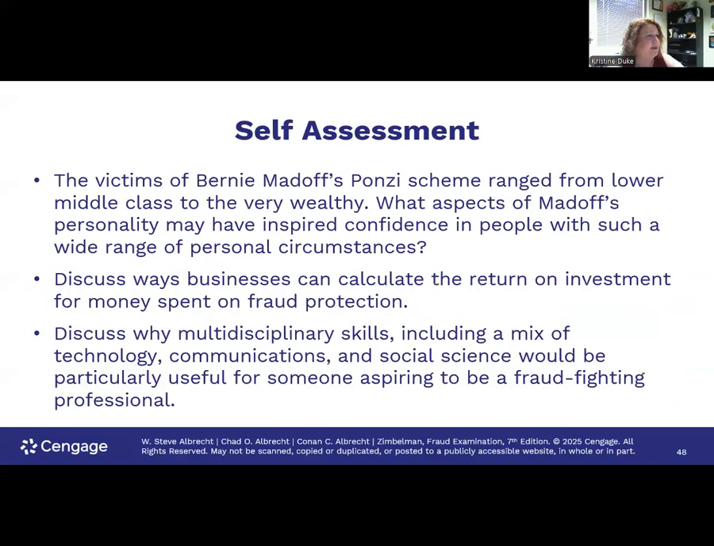And self-assessment. The victims of Bernie Madoff's Ponzi scheme range from lower to middle class to the very wealthy. What parts of his personality? Okay, he was very personable. He was engaging. He knew what he was talking about, and he was successful.